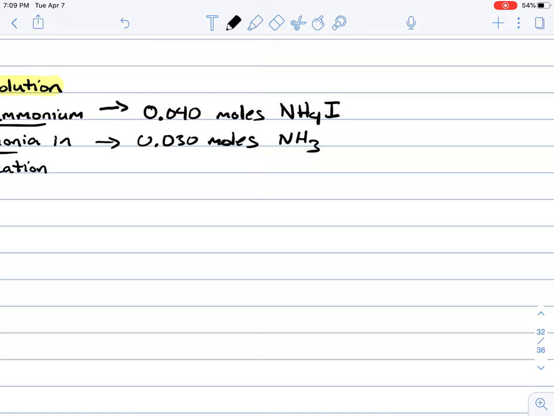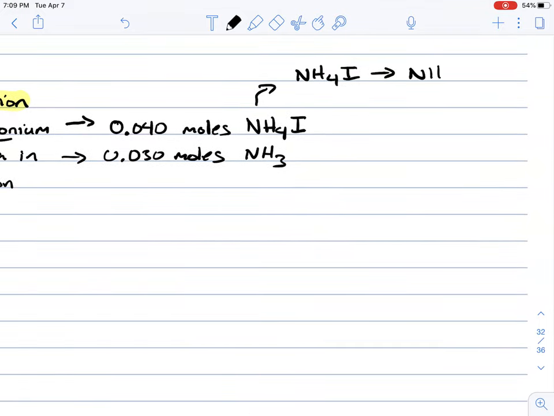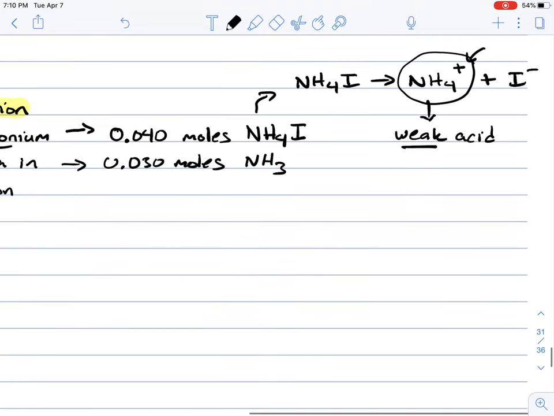All right, so we need to determine which one is the acid and which one is the base. Here in this case, if I take ammonium iodide and imagine putting this in water, it's going to dissociate into NH4 plus because that's our cation, and I minus because that is our anion. Now this NH4 plus is going to represent our weak acid. And I know it's an acid because we have that telltale sign, there's a plus, which means that it has an extra proton. And I know it's a weak acid because I memorized the list of the common strong acids, and NH4 plus is not one of them.